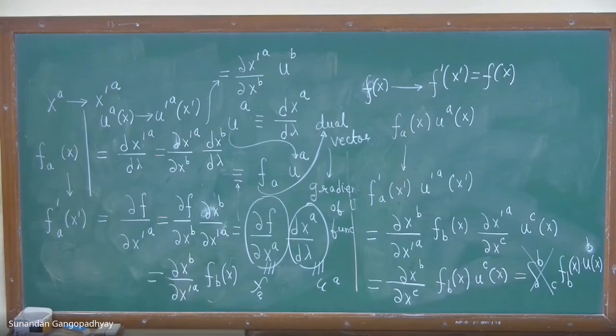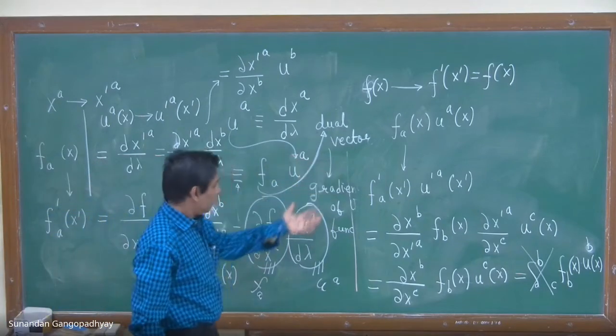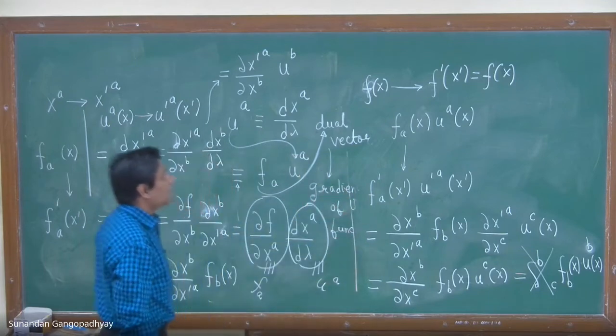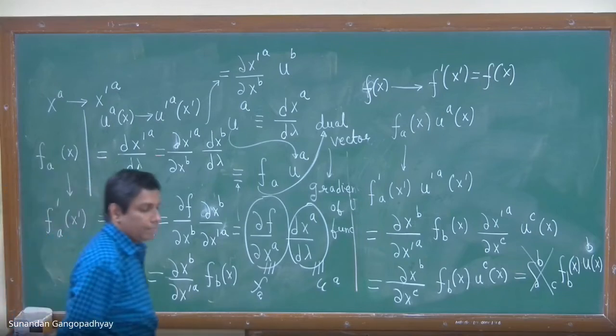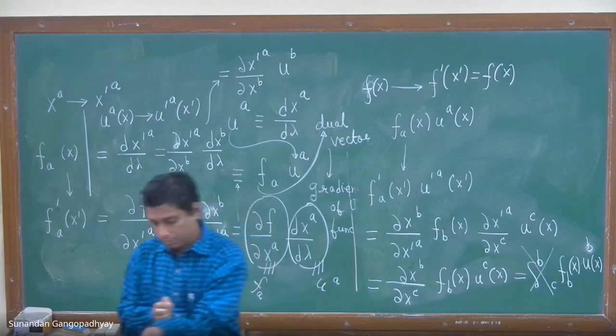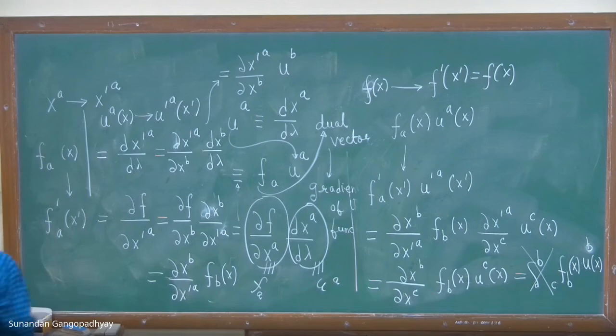And from this exercise, we have learned what contravariant vectors are, what covariant vectors are, what a tangent vector is, what a dual vector is, which is a gradient of a function, and what a scalar is. So we have learned all these objects and their transformation properties. Okay, good. So let us proceed further.